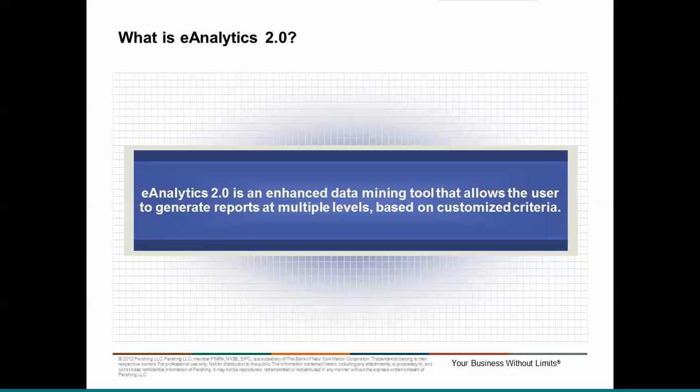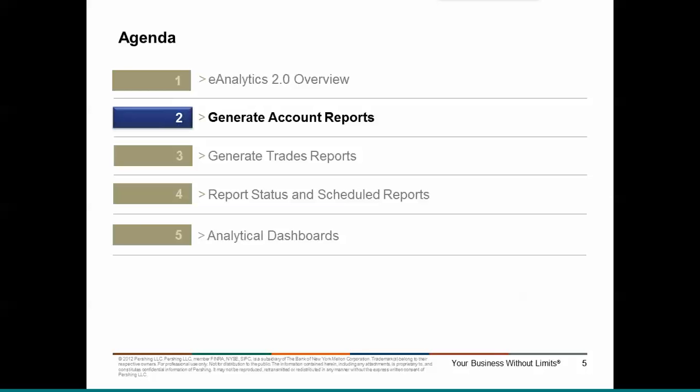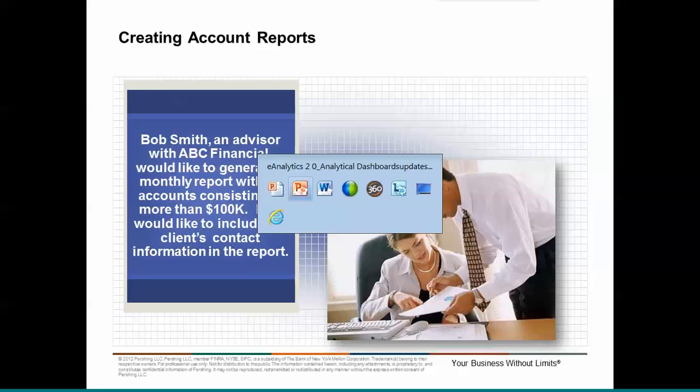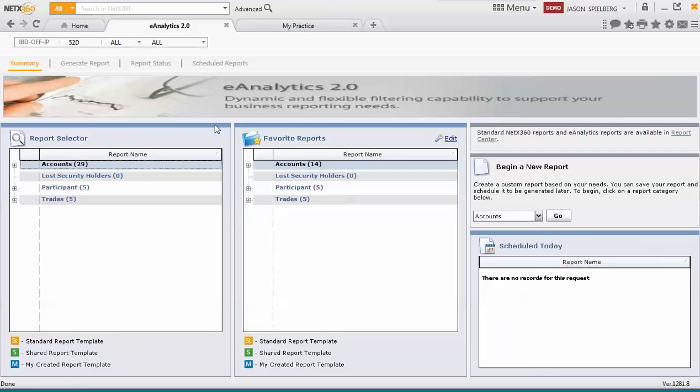So let's go ahead and take a look at how we can utilize 2.0. We're going to start with generating an account report. Real basic example, let's say you want to find accounts that are holding a particular money fund balance or have a particular net worth. How do we do that? So I'm going to transition into NetX360.